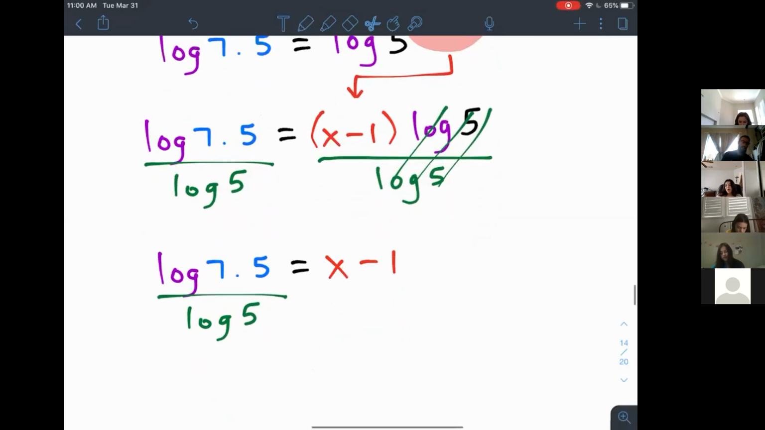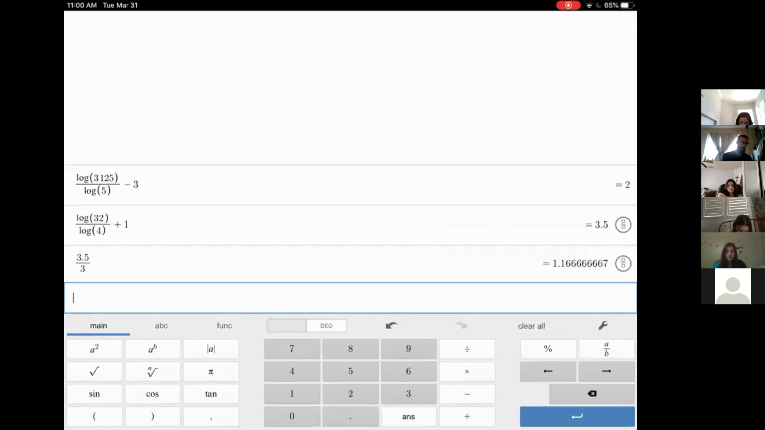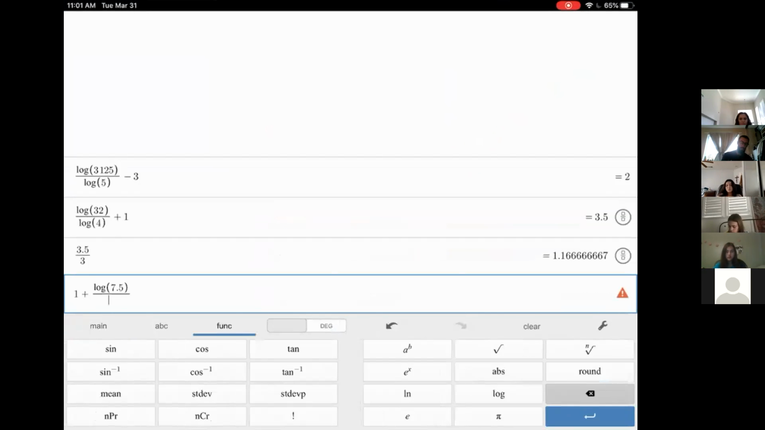And now all I got to do is add 1 to both sides, because when I add 1 to the right side, these two are gone, leaving me with just an x. And now I know exactly what x is equal to. So x in this case is going to be equal to 1 plus the quotient of log 7.5 divided by log 5, which, as you might have guessed, is a straight calculator problem at this point. 1 plus the log of 7.5 divided by the log of 5.